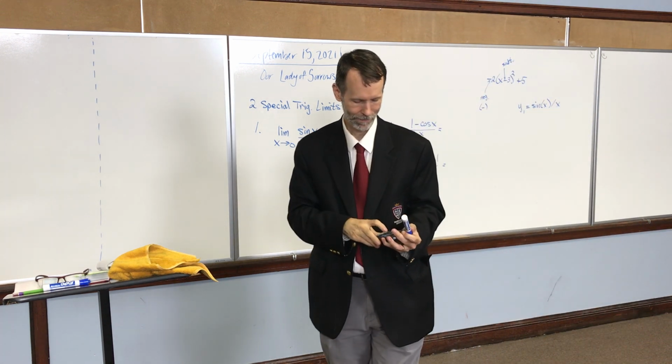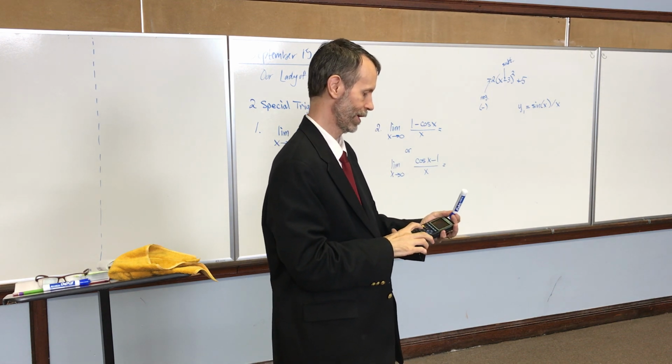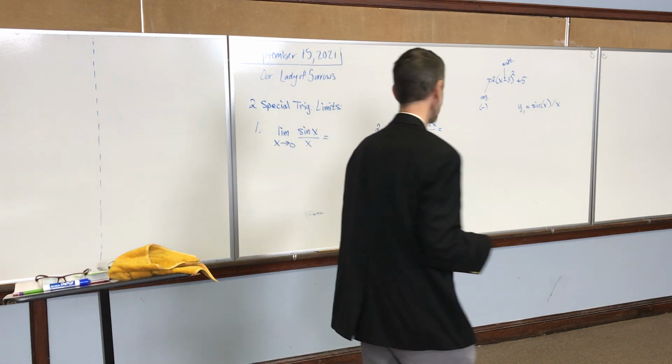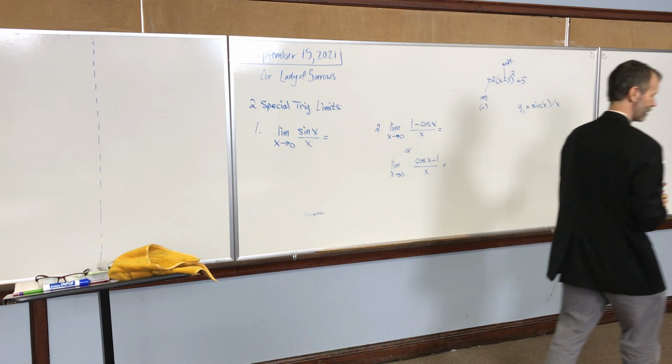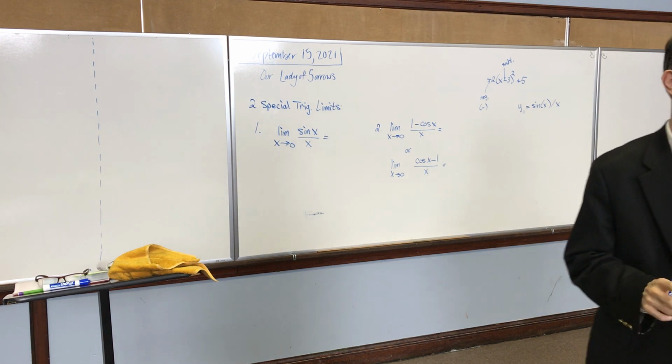Go ahead and do that. Sine x. Don't forget to close the parentheses before you divide by x. Sine of x over x. Everybody set? As soon as you're ready, hit graph. You should have a very, very short looking graph.